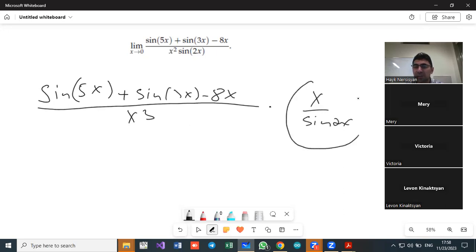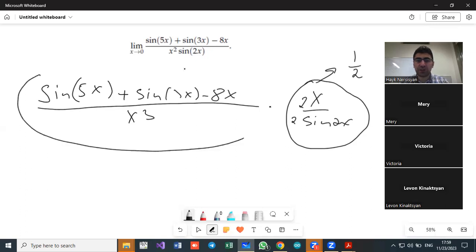This part converges to 1 over 2, right? You can multiply and divide by 2 and apply the useful limit. And so we can just focus on the limit of the other part. Why? Because now the numerator is better than x squared times sin 2x, and applying L'Hopital will be easier. So let's do the calculation. Actually, it is 0 over 0. It's straightforward, so we can apply L'Hopital.